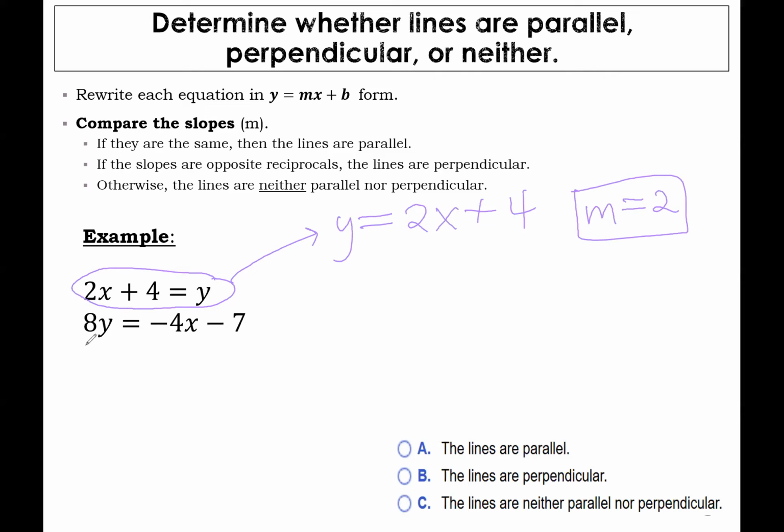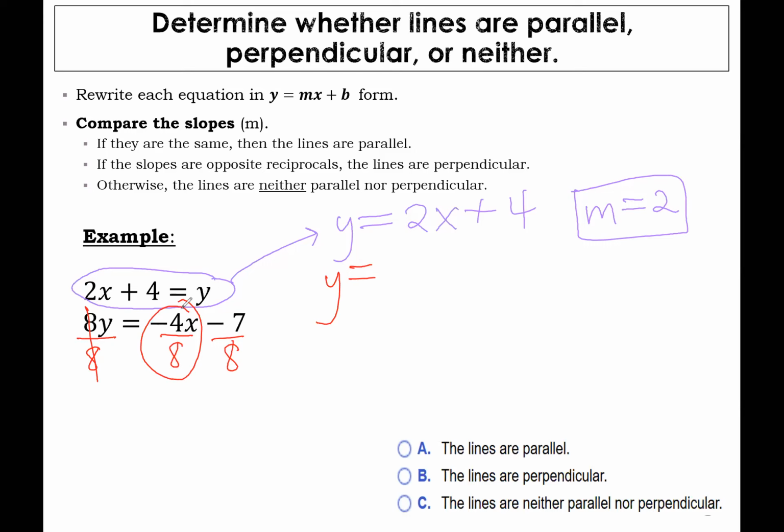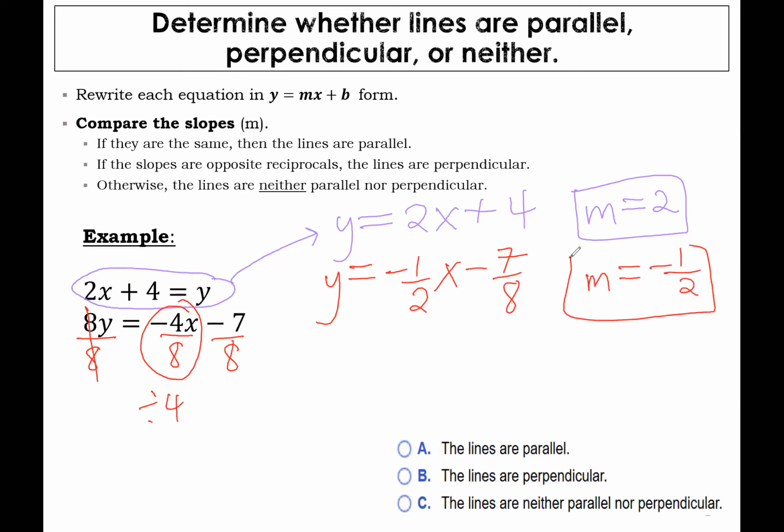Okay, because that's the important part that we're looking at right now. Now let's take a look at our second equation. It's not in slope-intercept form. We need to solve for y. So let's divide everything by 8. Y equals, right here, the negative 4x over 8. We really need to focus on the negative 4 over 8. We can reduce by dividing by 4. We'll get negative 1/2 x and then minus 7/8. Don't worry, we're not graphing this, so don't worry about this 7/8. It's not really relevant to this question. What's relevant and important are the slopes.